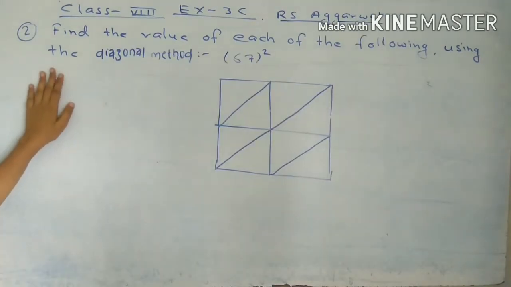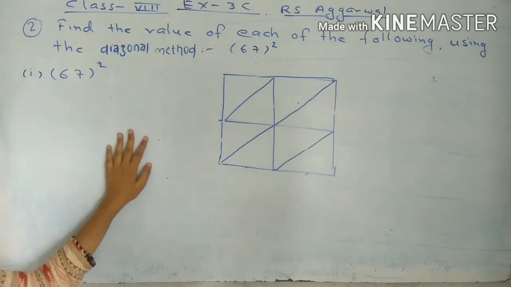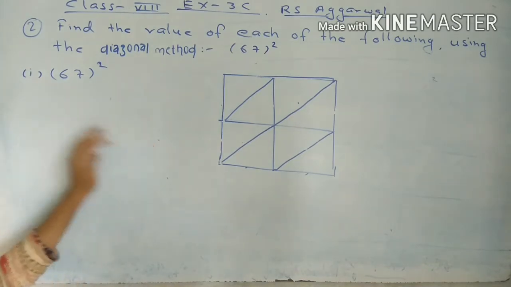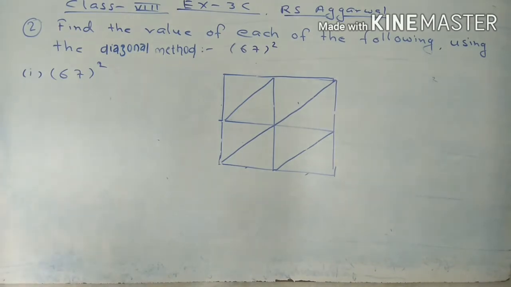Now the second question: question number 2 is to find the value of each of the following by using the diagonal method. So the first question is 67 square. So 67 square we will write in terms.